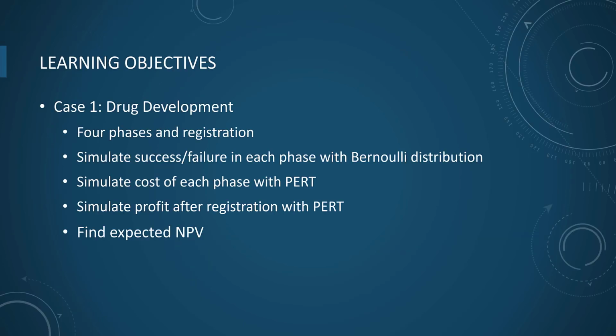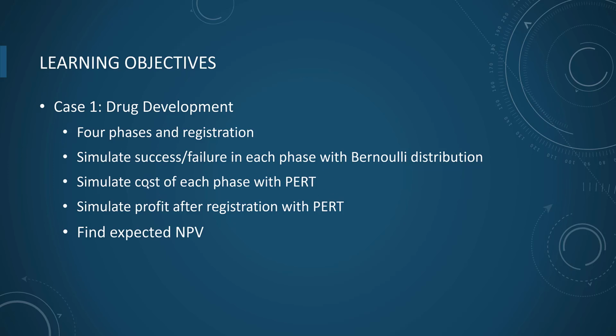Okay, the first case is going to be drug development, where we have a new drug from a pharmaceutical company, and it has to go through several phases to registration, and in each phase the project may fail or succeed, and the success or failure we can simulate using a Bernoulli distribution. And then at each stage there's going to be a cost involved, and the cost again is an uncertain variable, so we're going to use a PERT distribution to simulate the cost.